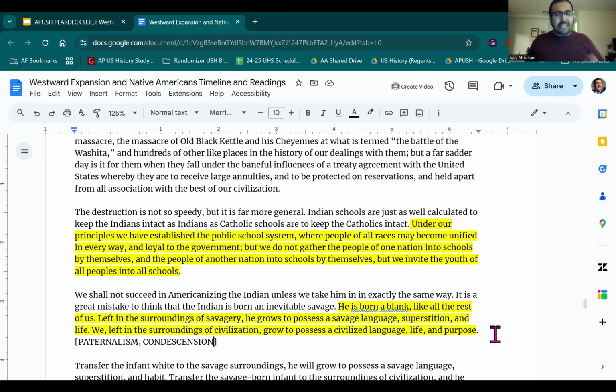You see a lot of it. It's gross, but it is a big part of the rhetoric coming out of even people who are reformers, even people who are progressives at this time. Okay.